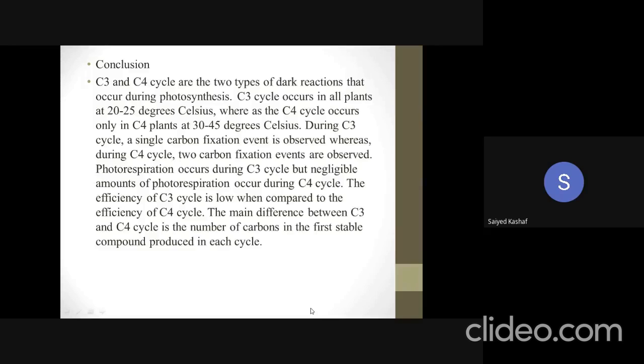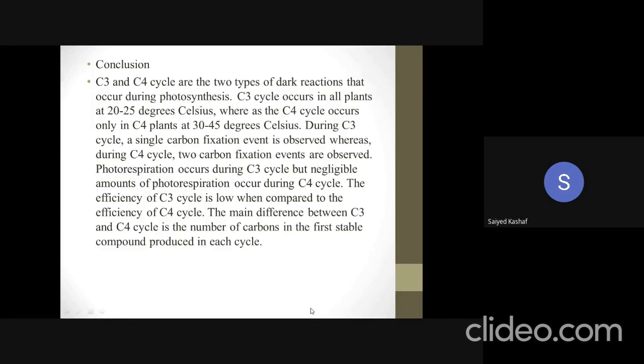During the C3 cycle, a single carbon fixation event is observed, while in the C4 cycle, 2 carbon fixation events are observed. Photorespiration occurs during the C3 cycle, but a negligible amount takes place in the C4 cycle. And the efficiency of the C3 cycle is low compared to the C4 cycle, because the C4 cycle shows an advanced mechanism to neglect those things which hinder the photosynthetic yield.